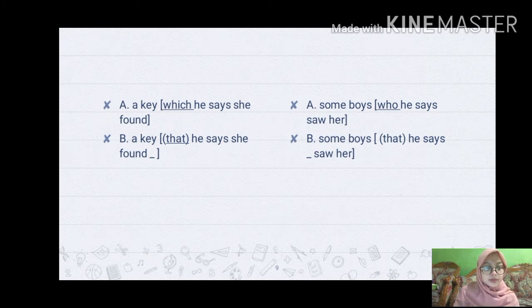In 1, R is subject of found, and the found clause is a content clause functioning as complement of says. He says she found R. We understand that he says she found some key, and that's the key the whole noun phrase refers to. In example 2, R is subject of the embedded saw clause. He says R saw her.